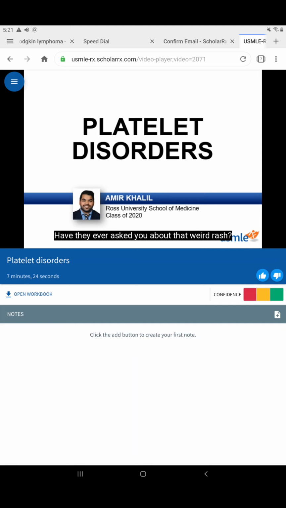About that weird rash. Skin manifestations are one of the most common medical complaints. We've been taught to think of skin manifestations as a dermatology issue. But did you know that one of the earliest ways to find out if you have an urgent hematological condition is by recognizing a specific type of skin rash? I'm talking, of course, about platelet disorders. This is probably one of my favorite pathology topics.